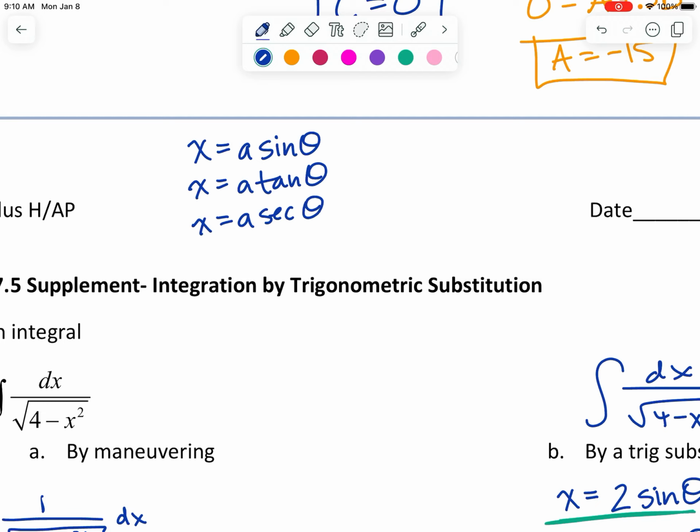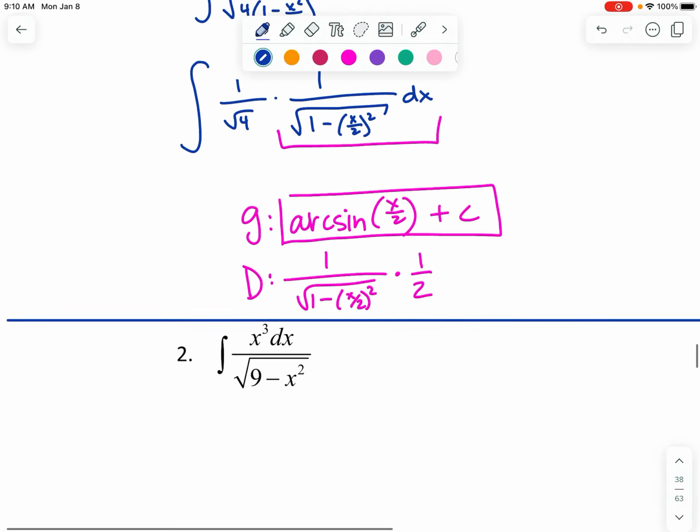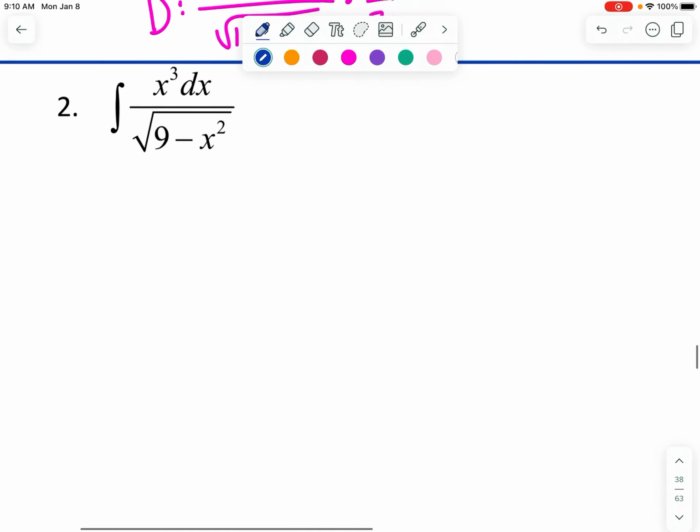Now, as you're doing these, worst case scenario, you have no idea which one to pick. You pick one, it doesn't work. You pick another, it doesn't work. You pick the third one, it works. That's worst case. You'll get better at picking which one is which as we go. But 2 of them will not work, and the other one is the one that's going to give us what we want. So let's do number 2 together.